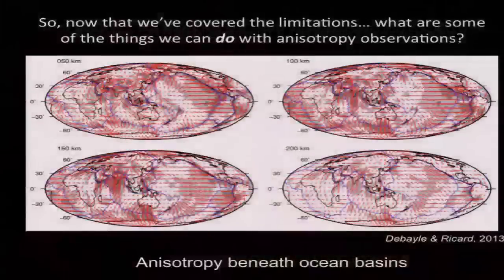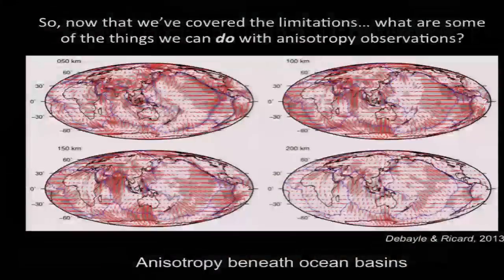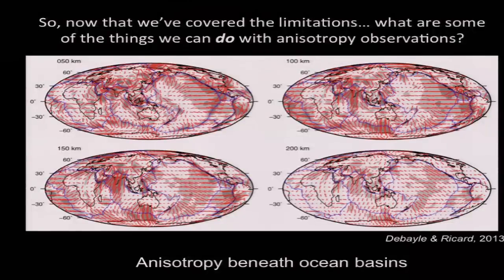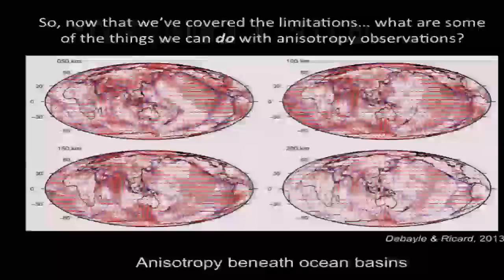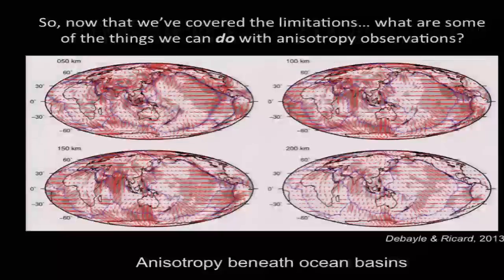with anisotropy observations? I want to talk a bit about anisotropy beneath ocean basins, then very briefly about subduction zones, and then continents. So I thought I would show a very hot off the press global model. This is work by Eric Debye and Yannick Ricard that I think is still in press at EPSL.